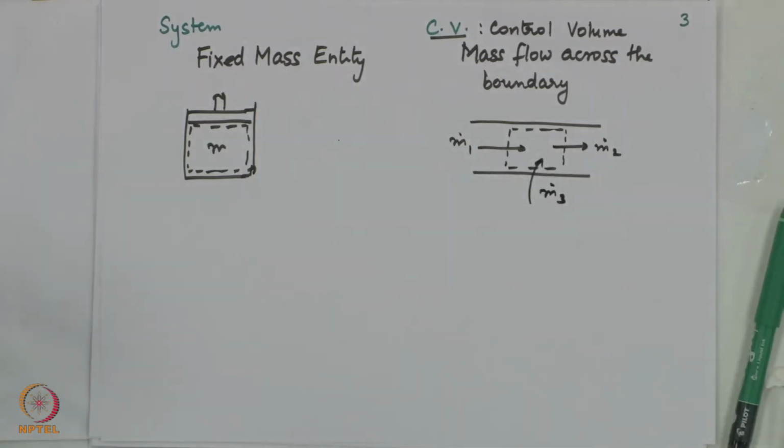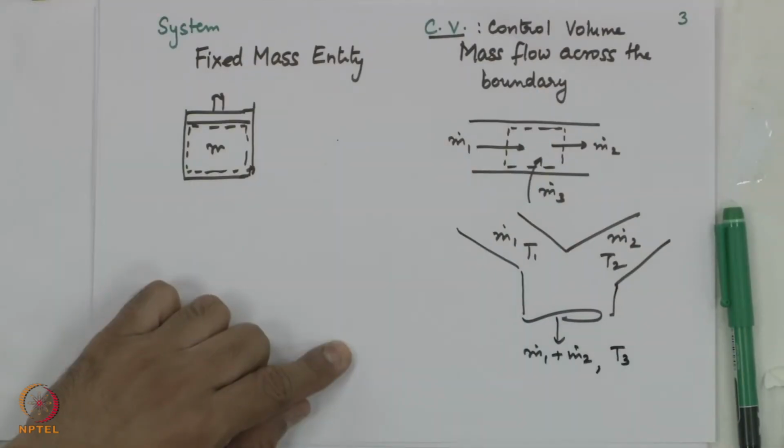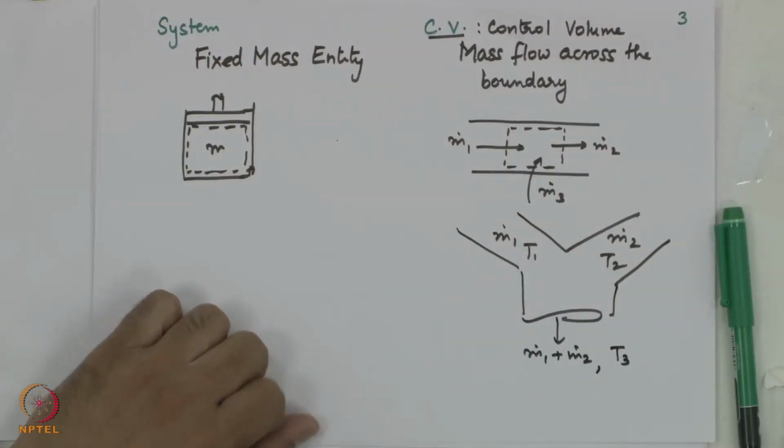Mass may be coming in by some other means, it doesn't matter. Whatever the paths, we don't care about it. When you have hot water for a bath, you mix a hot water stream with a cold water stream, and that is what comes out through the tap. So you have two streams, one with m dot 1 at T1, another with m dot 2 at T2, the cold water, and what you get at the end is m dot 1 plus m dot 2 at some intermediate temperature T3, which is a comfortable temperature for you to have a bath.